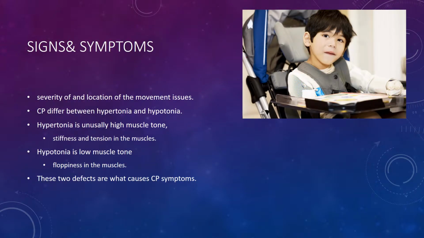There are a bunch of signs and symptoms. These have to do with the severity and the location of the movement issues. Children with cerebral palsy differ between hypertonia and hypotonia. Hypertonia is usually high muscle tone, causing stiffness and tension in the muscles. Hypotonia is a low muscle tone, which causes floppiness in the muscles. These two defects are what causes cerebral palsy.